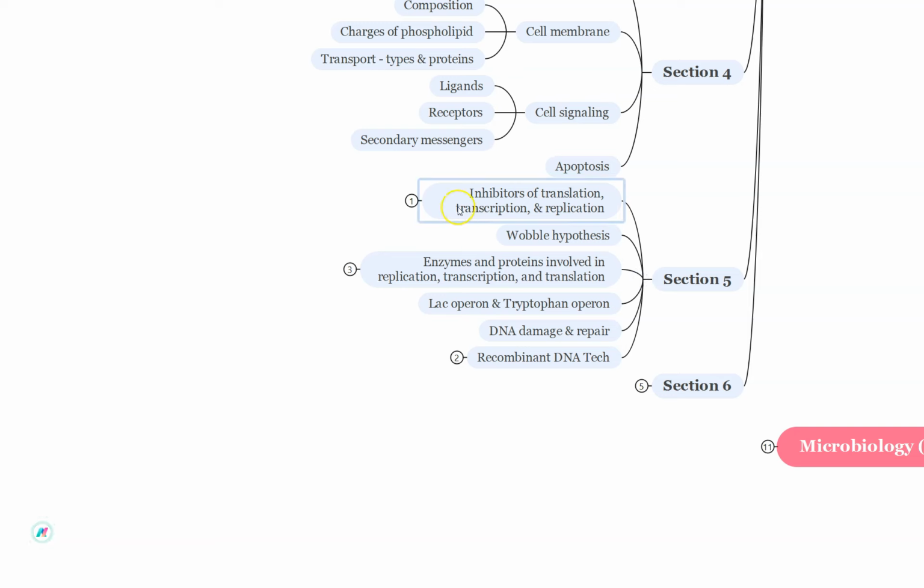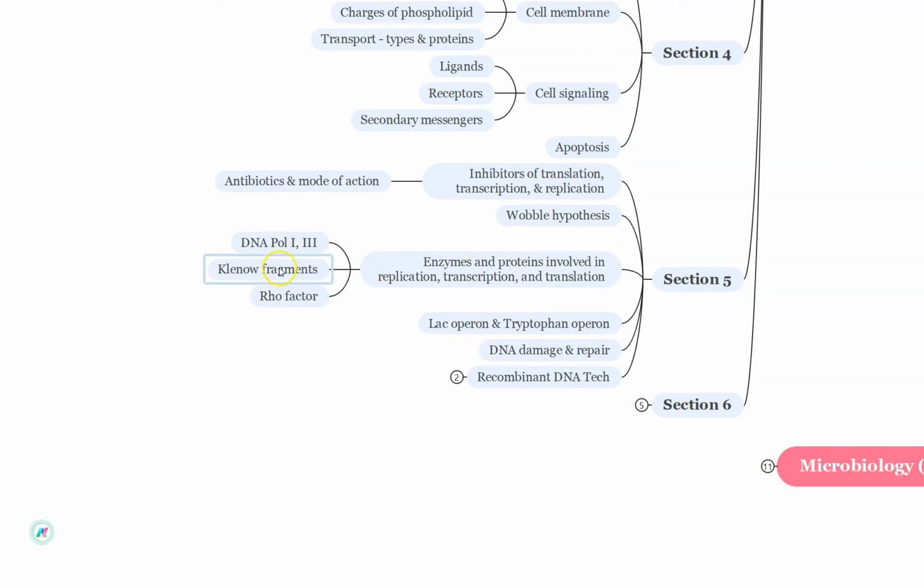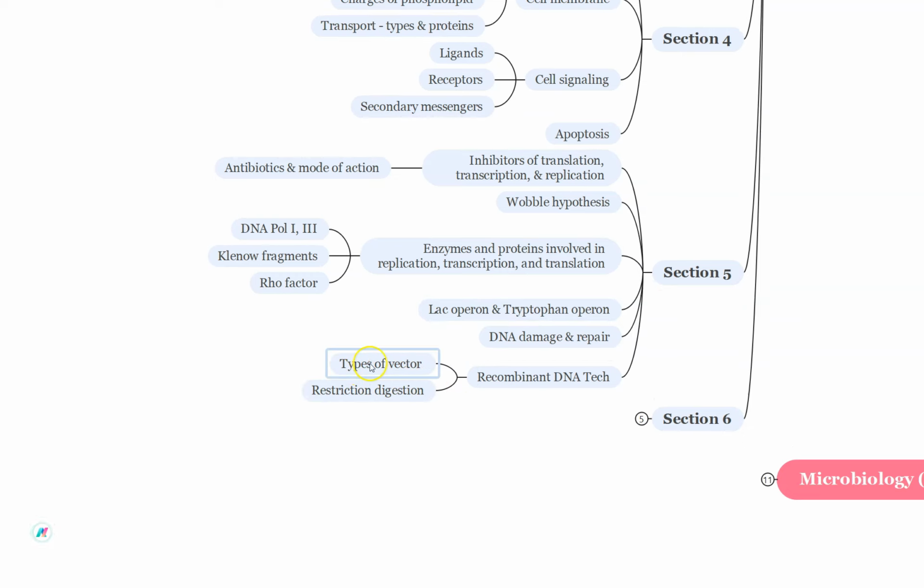Next is from section 5, inhibitors of replication, transcription, translation, as this is the entire molecular biology part. From here, antibiotics and mode of action is extremely important. Wobble hypothesis, enzymes and proteins involved in all these processes like DNA polymerase 1, 3 or Klenow fragment, rho factor. You can expect direct match the following questions, and also simple to the point questions are expected. Operon concept, lac operon and tryptophan, DNA damage repair, and from recombinant DNA technology, the different types of vectors and restriction digestion are to be studied.